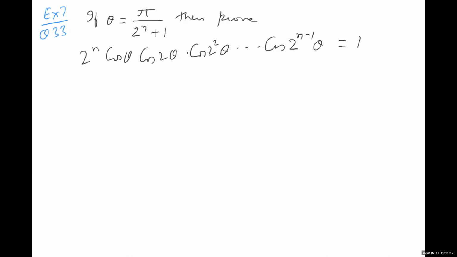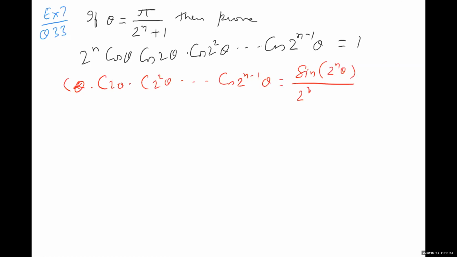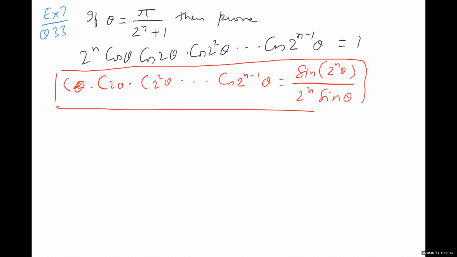and this is given in question number 32 also. The formula was cos theta, cos 2 theta, cos 2 square theta, cos 2 raised to power n minus 1 theta is equal to sine 2 raised to power n theta upon 2 raised to power n sine theta. This was the formula we have also derived in the class. This formula we will use here.